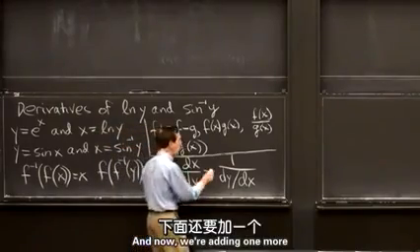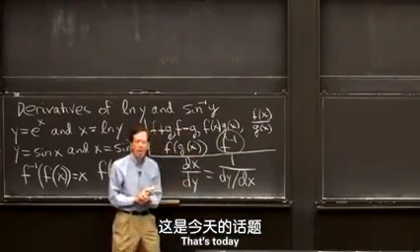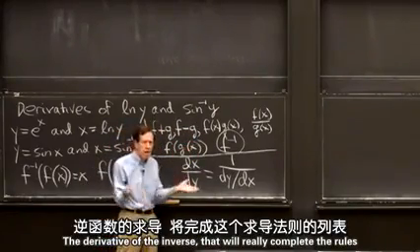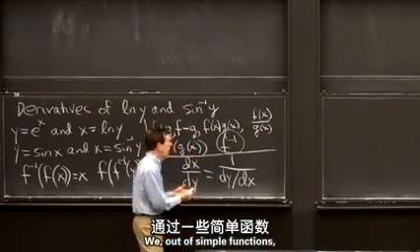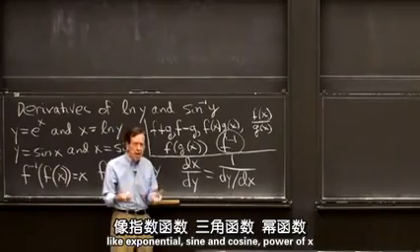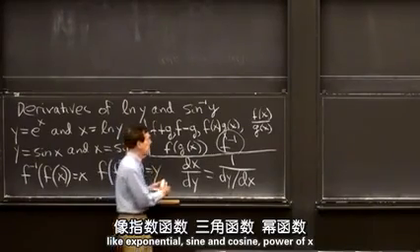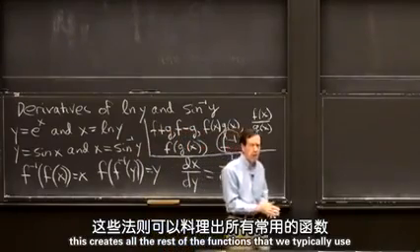And now we're adding one more, f inverse. That's today, the derivative of the inverse. That will really complete the rules. Out of simple functions, like exponential, sine and cosine, powers of x, this creates all the rest of the functions that we typically use.